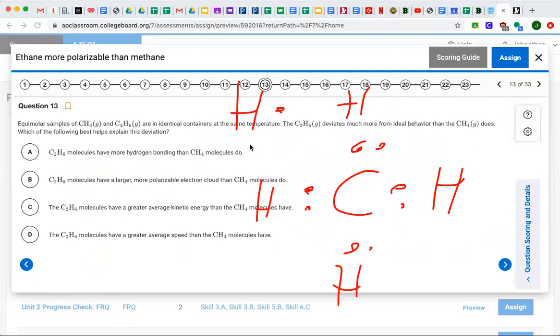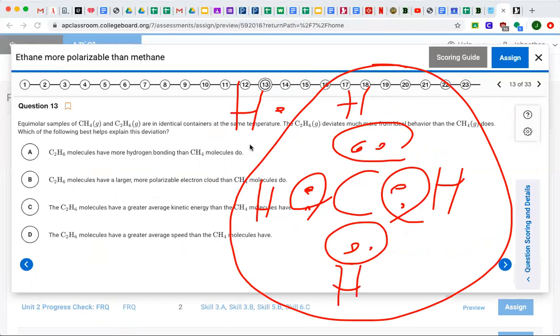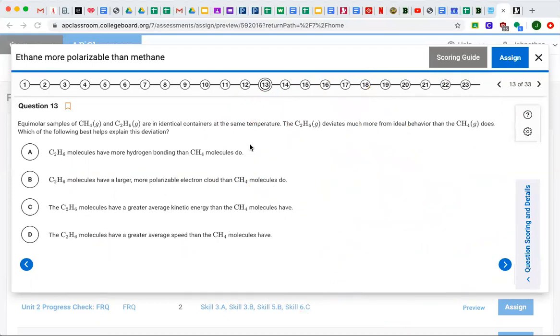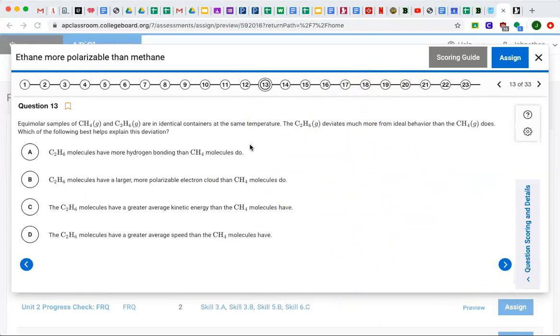So these dots here represent covalent bonds, right? Which are made up of electrons. And so you can draw them like this, or you can draw them like this. Okay. So those are absolutely made up of electrons. So I wouldn't rule out B, but let's take a look at C.